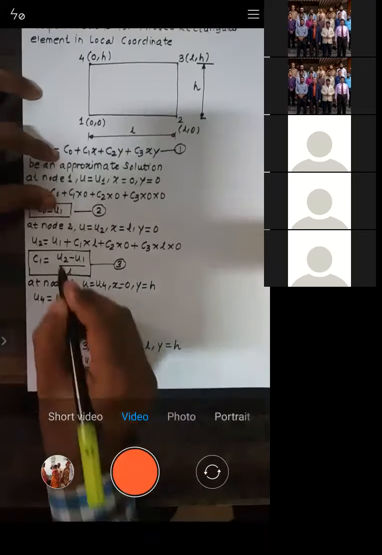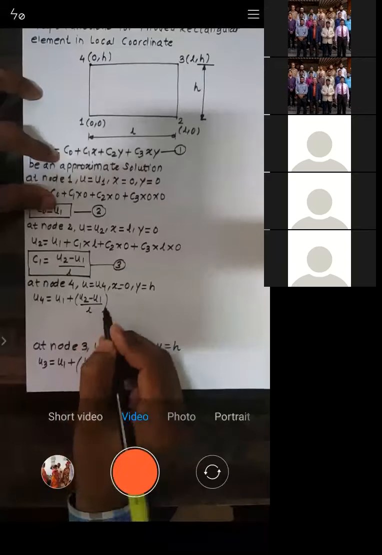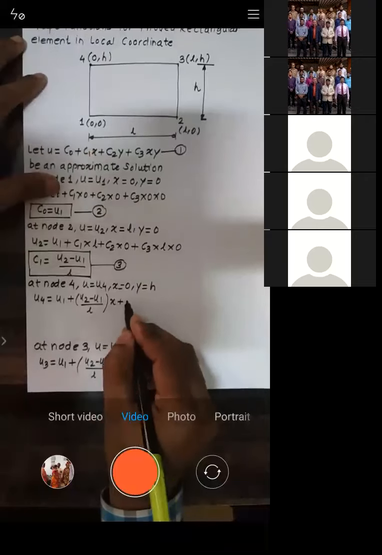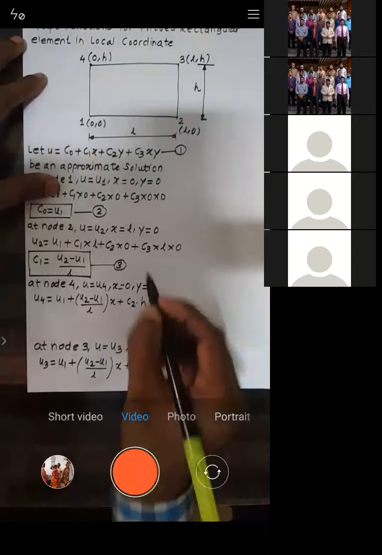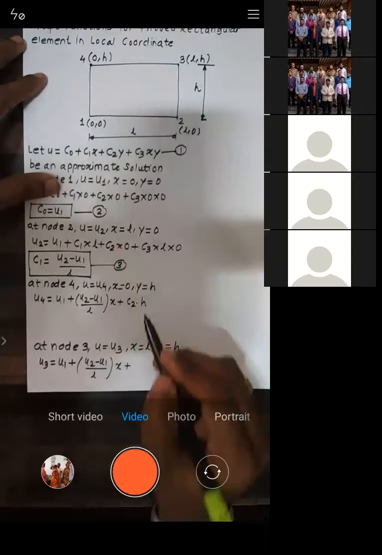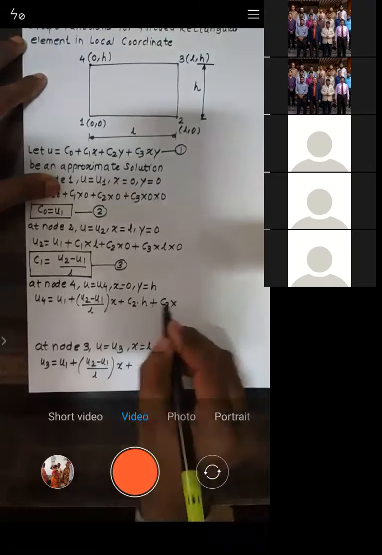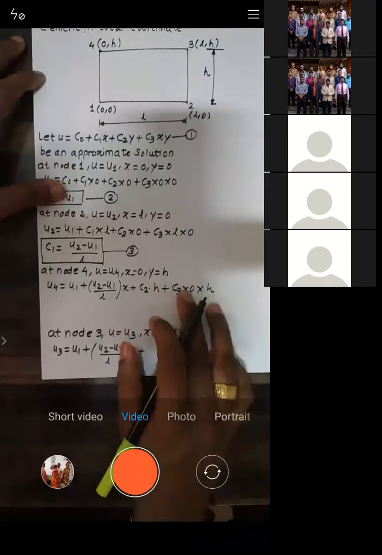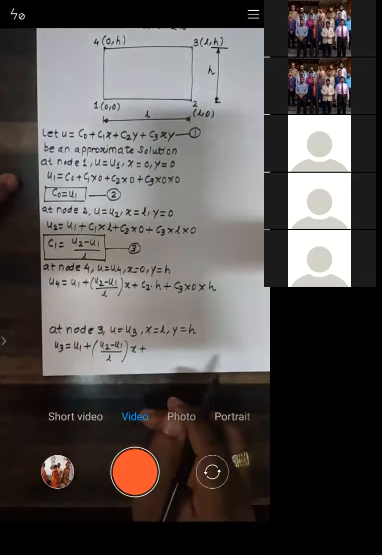plus C1. What is C1? It is U2 minus U1 by L. This is C1 into X, plus C2 into Y. What is Y? It's H. Plus C3 into X, where X is 0, and Y is H. Right? But this term will become 0. So from this, what value of C2 will we get?